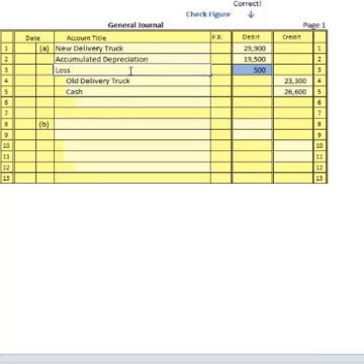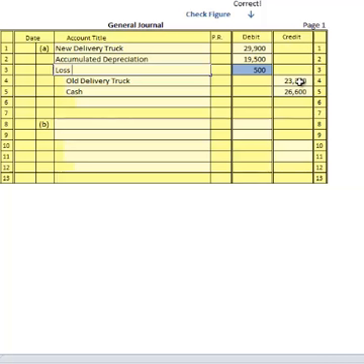And remember the rule, you can always enter a loss. So all you do is just enter the loss right here, and we know it's a loss because it's on the debit side. If it were on the credit side, then it would be a gain.